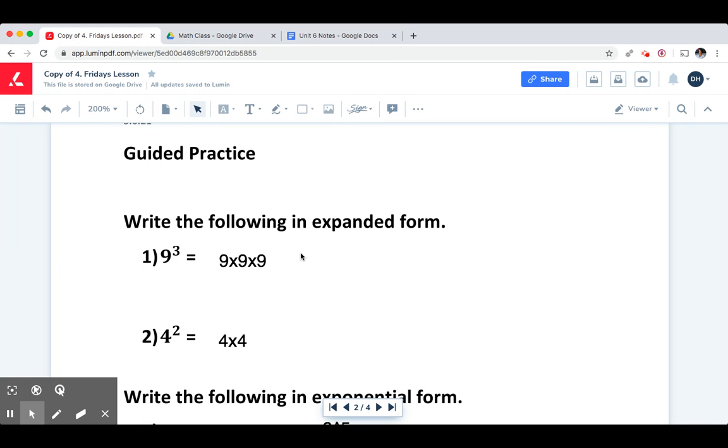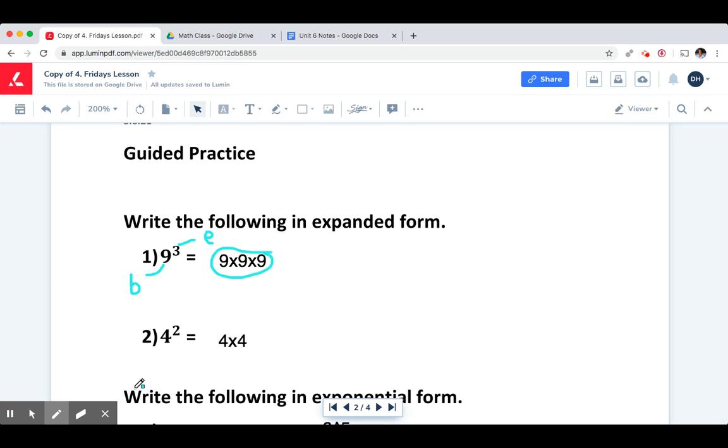For guided practice, we needed to write the following in expanded form. Here, we were given 9 to the power of 3. 9 is your base, and 3 is the exponent. So that means that 9 is being multiplied by itself 3 times. That is equal to 9 times 9 times 9, which is the expanded form.